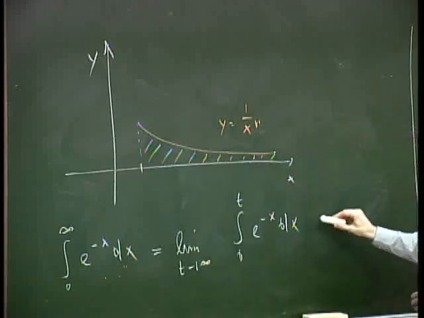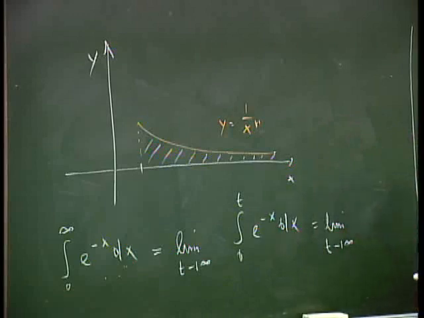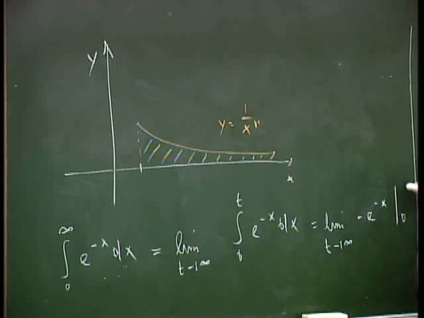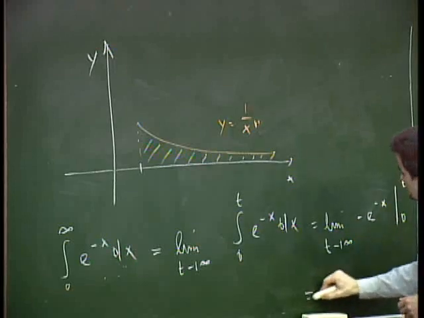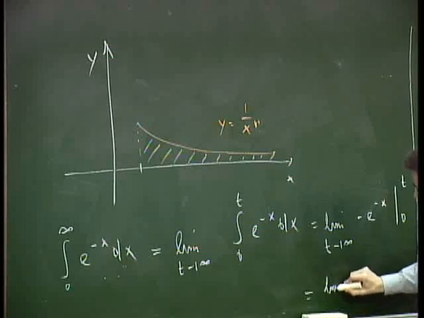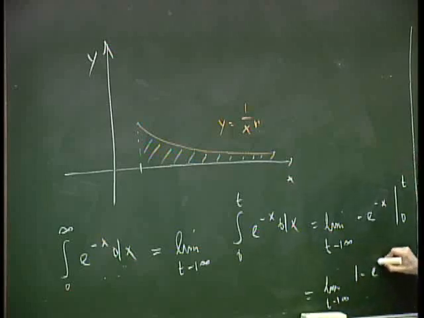Now, in this case this integral is easy to compute, but this is not necessarily true for all functions. So we have here minus e to the minus x evaluated at 0 and t, and we see this is the limit as t tends to infinity of 1 minus e to the minus t, and indeed, as t tends to infinity, this tends to 0, so we have 1.